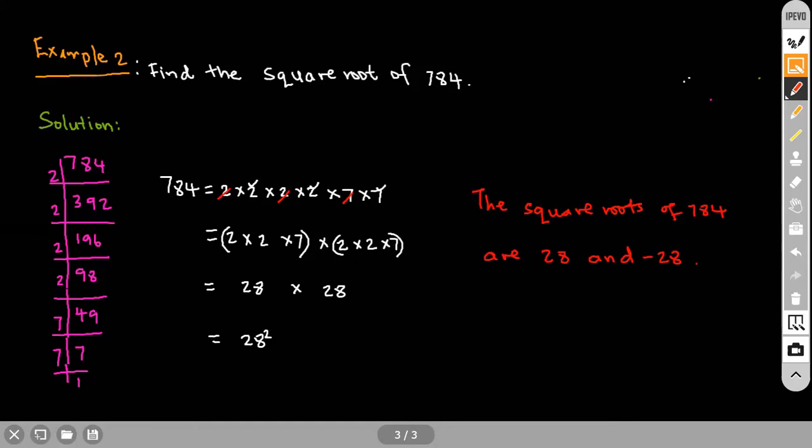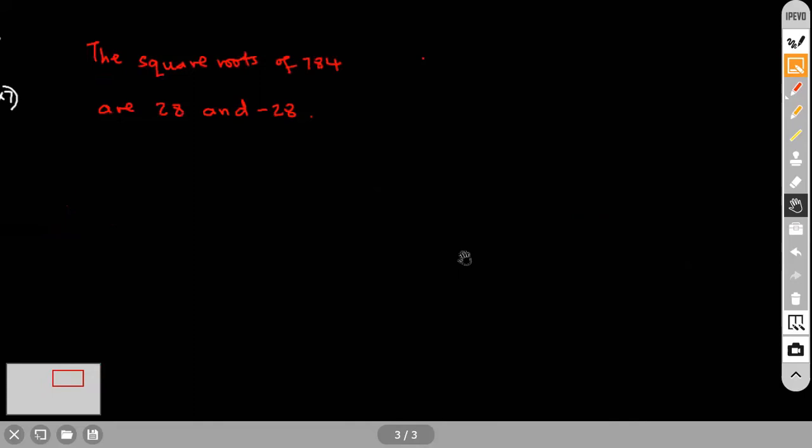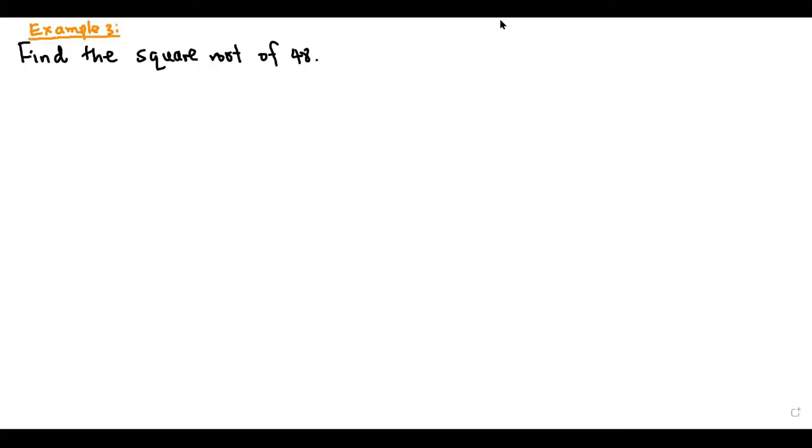But sometimes we are not able to get two equal groups. So how can we then find the square root? We'll look at that in example number 3. Okay. So as usual, we get our solution by factorizing 48.